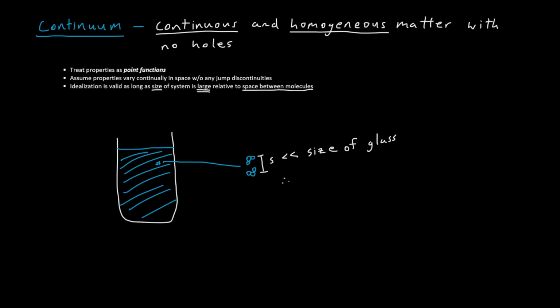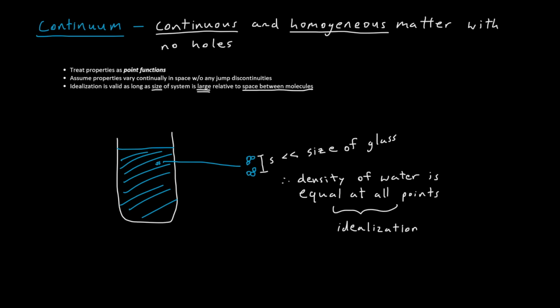And so because of this, we can use the idealization that the density of water is generally equal at all points in the container. So this right here is the derived idealization based on the concept of a continuum for this example. Again, because the space between the molecules is much smaller than the size of the glass, the overall system, this idealization is valid. So hopefully this helps you further understand the concept of continuum.